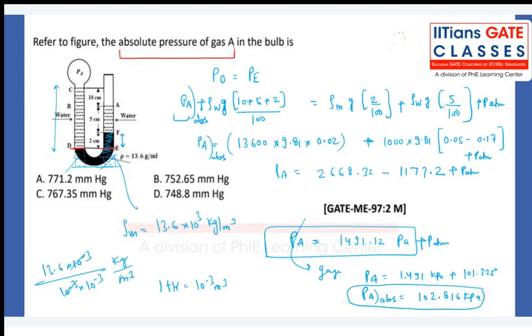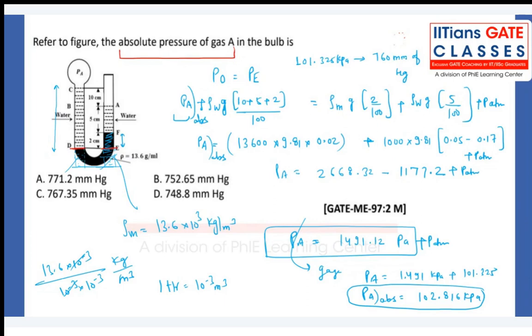But when you see the options, that is not given. Clearly, no option is given in terms of kilopascal. What do we have to do? Again, no need to panic. We know that 101.325 kilopascal is equal to 760 mm of Hg, whatever the liquid column of mercury will exert.